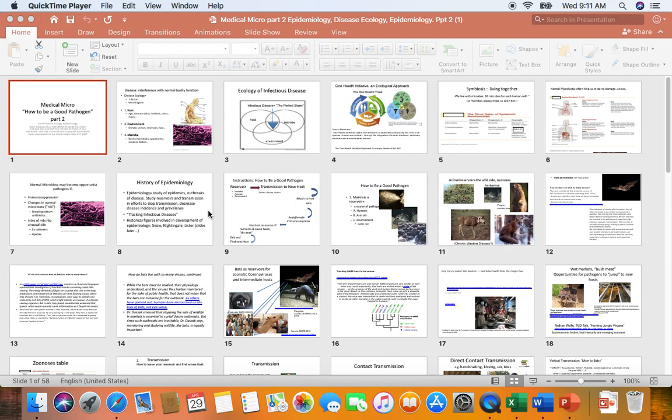9th, 2020. We're working on our second to the last unit, medical microbiology, and this is part 2 of medical microbiology. The first one was on virulence factors, and the second one is on epidemiology, disease ecology, reservoirs, and transmission. So it's a long one. I added a lot of new stuff for the COVID pandemic coronavirus. So I'll break it up into 2 videos.